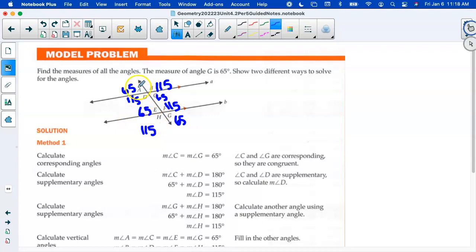Same side interior angles add to 180. Same side exterior angles add to 180. Okay, alternate exterior angles, congruent. Alternate interior angles, congruent. This gave us everything.